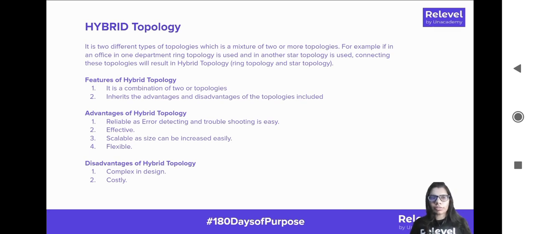Then what are the disadvantages of it? It would obviously be costly, as you are connecting and maintaining two or more topologies together as the hybrid one, and it would definitely have a complex design to maintain more than one topology together. So this was pretty much about the different types of topologies. I hope it is clear to you what different topologies we have, and what their advantages and disadvantages are.